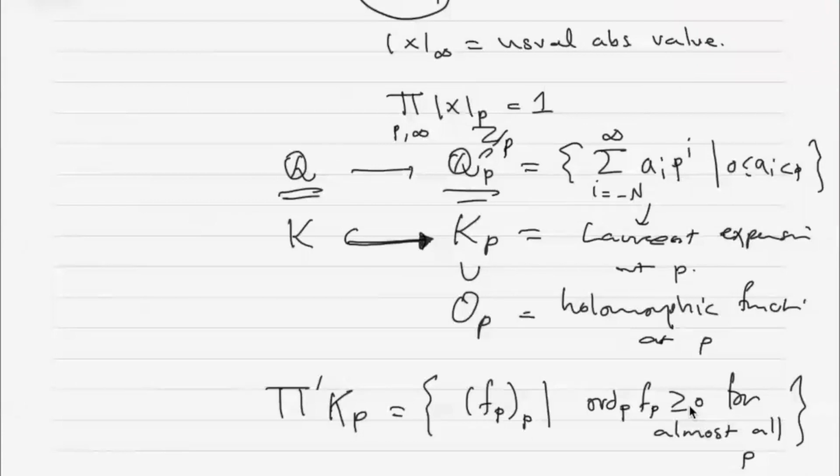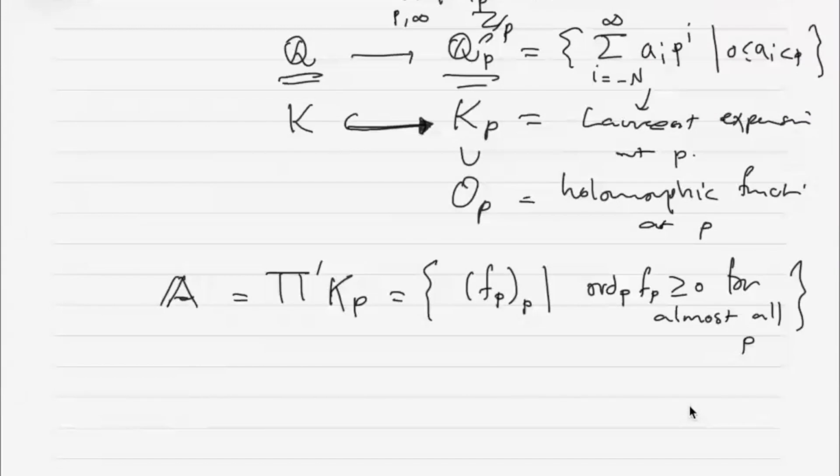So if you do the same construction for Q, you would say that the tuples where the P component is in QP, and for almost all P, this P component is in ZP. Okay, and this is called Adels. And it has a topology, which I'm going to define for you.